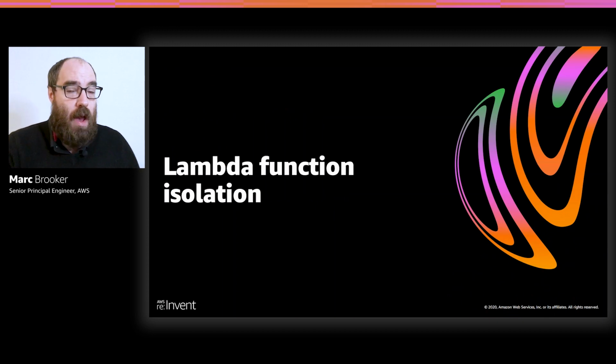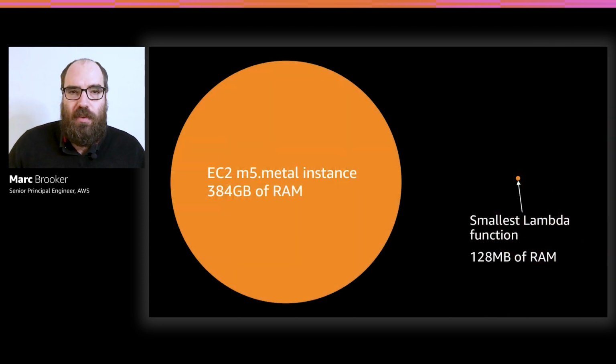So let's start talking about Lambda function isolation. Firstly, what is Lambda function isolation? Why is this an important question? Well, if you look at the tiny yellow orange dot on the right-hand side of the slide, that is the smallest Lambda function that we offer. It's 128 megabytes of RAM. And that's a very, very small dot.